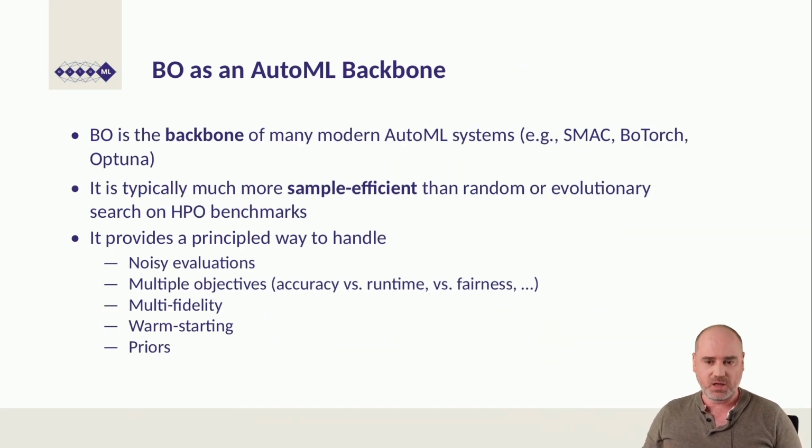BO really has become a backbone of many modern AutoML systems. Tools like SMAC, BoTorch, and Optuna. And it's typically way more sample efficient than random search or evolutionary search on HPO benchmarks. And that's also quite nice, it usually gives us a principled way to handle things like noisy evaluations, multi-objective optimization problems when we want to incorporate things like runtime, fairness, interpretability. There are multi-fidelity variations of Bayesian optimization, warm starting procedures, mechanisms to incorporate priors, and so on.